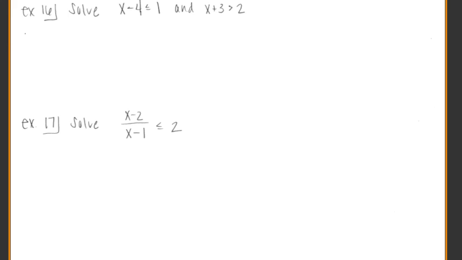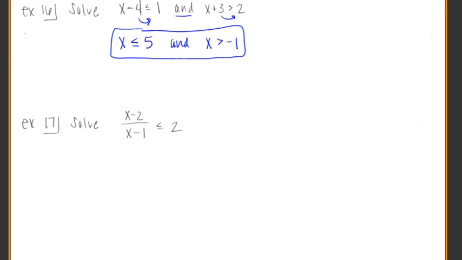Okay, so going to example number 16. I want to solve two things simultaneously again, this time connected with an AND. So let's move the 4 over, and x is less than or equal to 5. Let's move the 3 over, and x is greater than -1. Okay, so boxing those up, that's part 1 of our solution. Let's go to our number line to figure out part 2 of this.